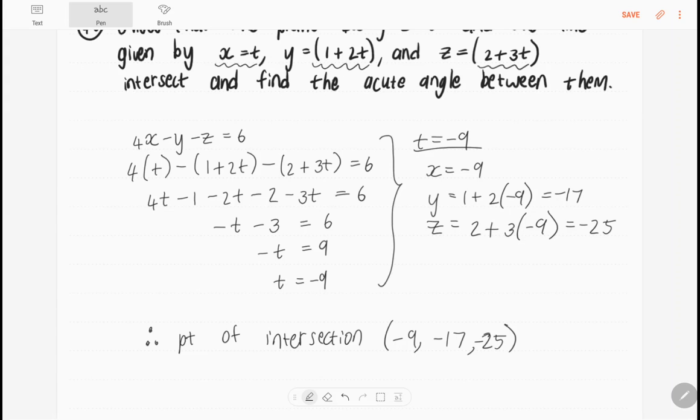Next, they ask us to find the acute angle between this line and the plane. So if you are asked for the acute angle between the line and the plane, you are going to find the angle between the line and its orthogonal projection onto the plane. So let me just write that in here. So this is the angle between the line and its orthogonal projection onto the plane.